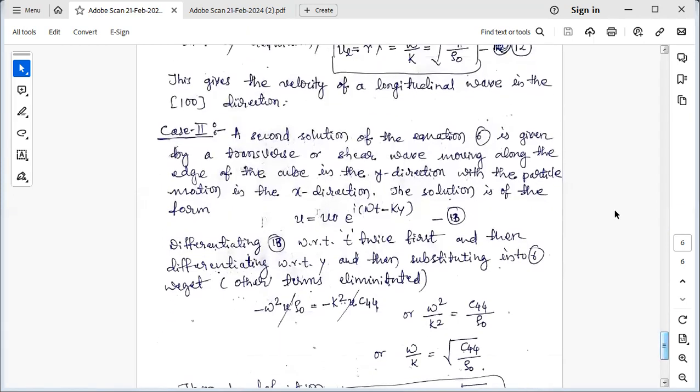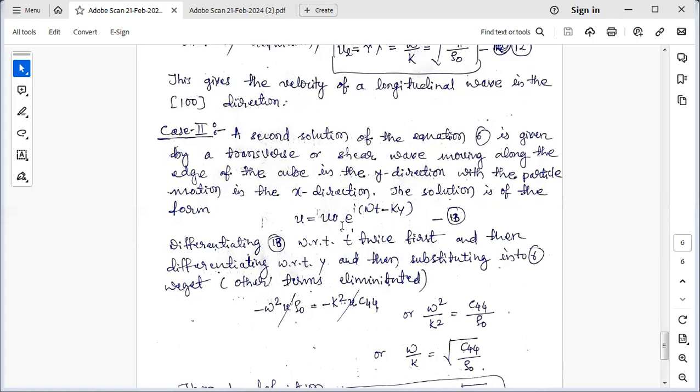Next, we assume that the wave is transverse in nature. Here the wave moves along the edge of the cube in the y direction with the particle moving in the x direction. So the vibrations are along one direction, but the wave propagates along another. That means the vibrations are perpendicular to the direction of propagation of the wave. That is called a transverse wave.